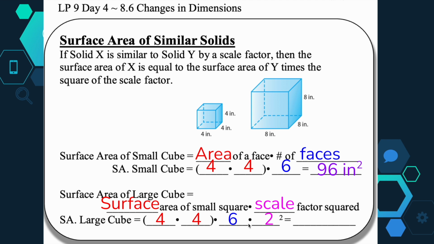So here's the area of the smaller one. Now I could have just inserted the 96 inches squared because we already did that part, right? That's that 4 times 4 times 6. And then I'm going to multiply that by 2 squared. Okay, so we're taking 96, that's this first part, the 4 times 4 times 6, and I'm going to multiply by 2 squared, which is 4. So 96 times 4 is 384 inches squared.